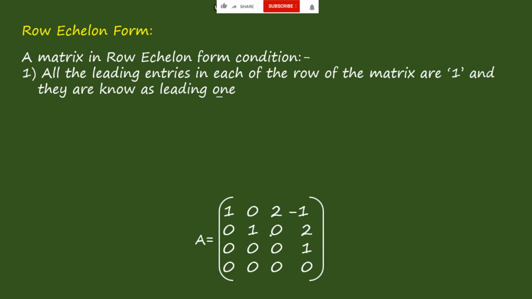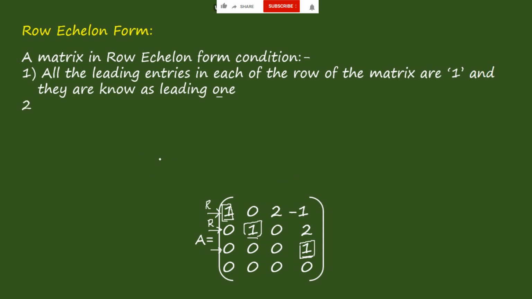In this particular row, the leading entry, the first one, should be 1. Similarly in the second row, the leading entry should be 1. Coming to the third one also, the leading entry is 1. And if it is 0, it's fine, but the leading entry should be 1, and it is known as a leading 1. These ones are the leading ones in this particular matrix. This is the first condition.